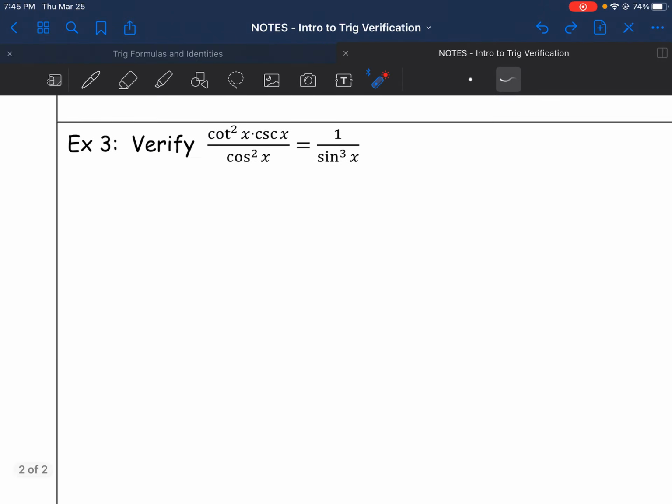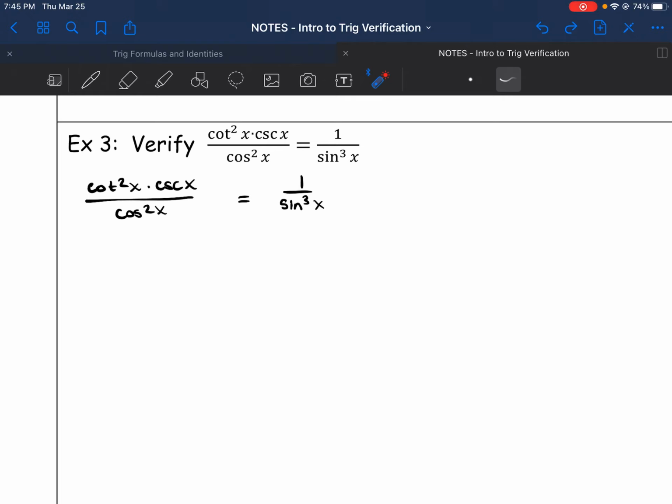All right, here in our third example, we want to verify that cotangent squared of x times cosecant of x divided by cosine squared of x is equal to 1 over sine cubed of x. Again, common trend, I'm going to start here on the left side. I'm going to work on this until it becomes equal to this. So I'm proving that these two sides of the trig equation are equal to each other.